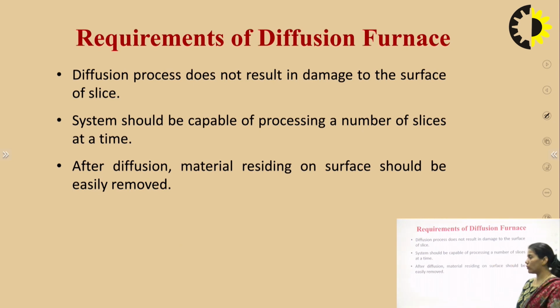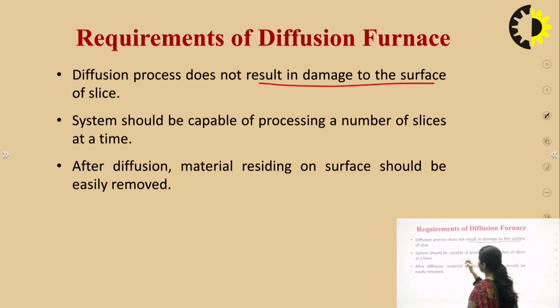So what are the requirements of this diffusion furnace? The diffusion process should not result in damage to the surface of the slice. Slice means a wafer. So the diffusion should take place in such a way that there should not be any damage caused to the surface of the wafer.